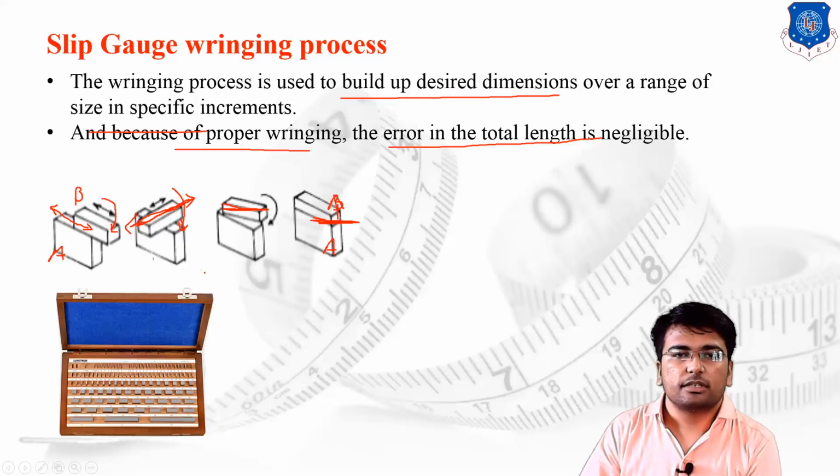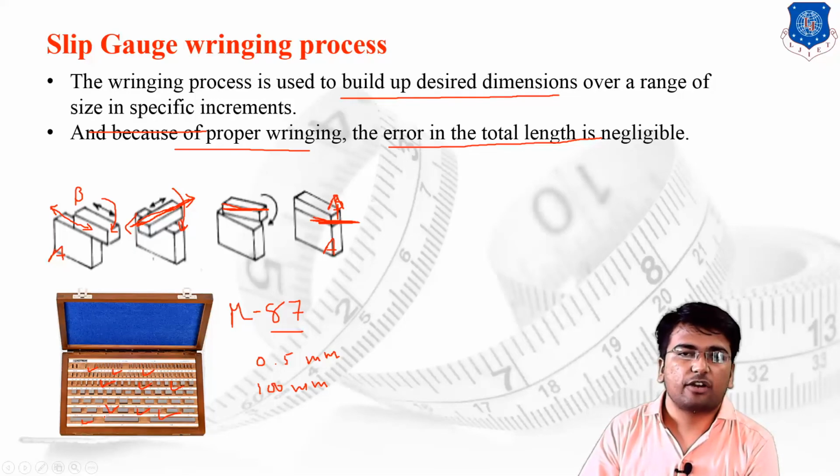The box shows the different slip gauges. In the General Academic Institute we are using M 87. It means the total number of slip gauges available in this particular box is 87, starting from 0.5 mm up to 100 mm. We have different combinations of slip gauges in different ranges with different differences, so that we can ensure we make a stack of proper combination. This is the slip gauge.